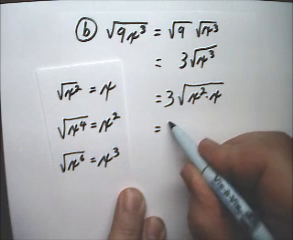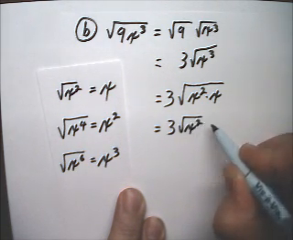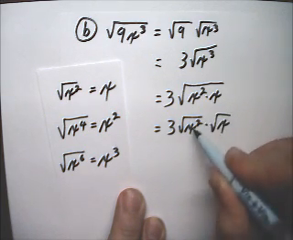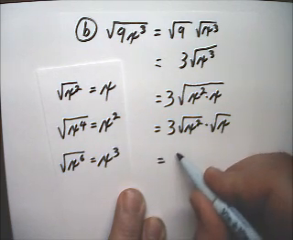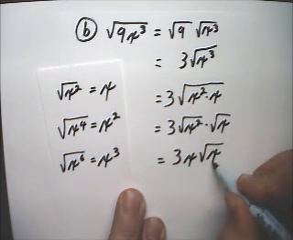So now I can split these apart, and I get 3 times the square root of x squared times the square root of x. The square root of x squared is equal to x, so this simplifies into 3x times the square root of x.